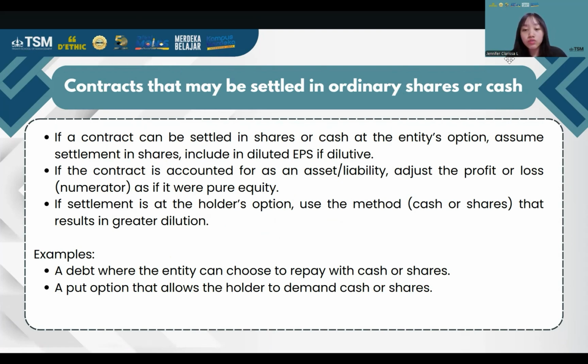So if the contract is recorded as a financial asset or liability, adjust the profit or loss to reflect it as if it was equity. So this can make the EPS calculation more consistent. If settlement is at the holder's option, use the method, cash or shares, that results in greater dilution. If the holder decides how to settle between cash or shares, always assume the option that causes more dilution. So basically, it's usually shares. It can lower the EPS.